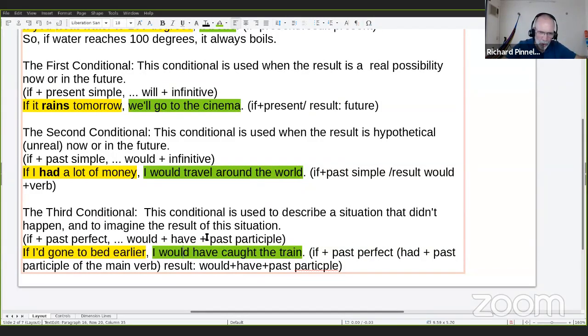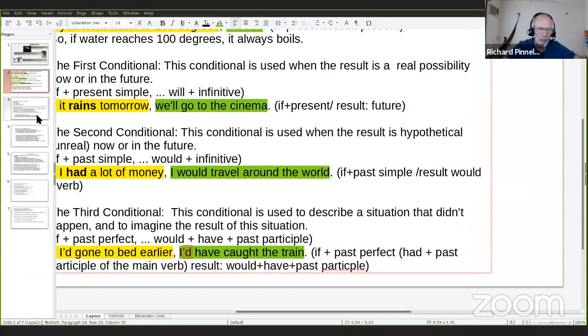Incidentally, we could also contract this to the 'd too. So then it would be, if I'd gone to bed earlier, I would have caught the train. This is how somebody would actually pronounce it. If I'd gone to bed earlier, I would have caught the train. So here we have this 'd is had, and this 'd is would. Okay, let's continue.